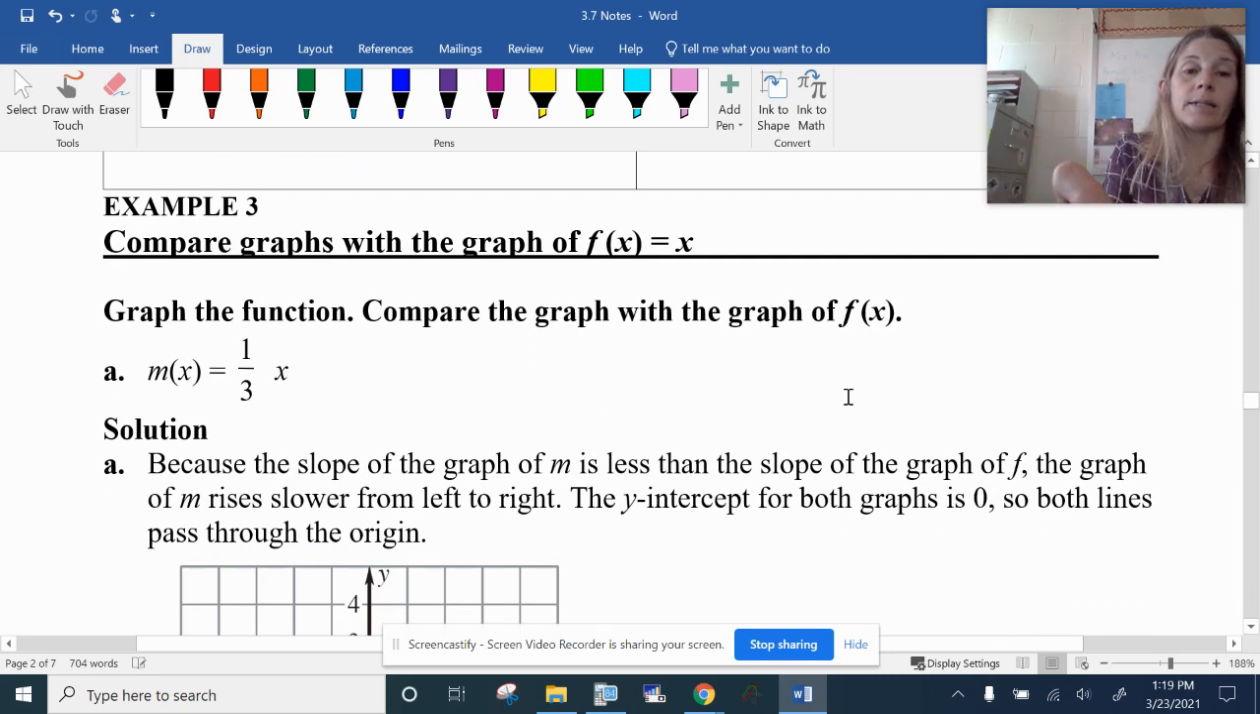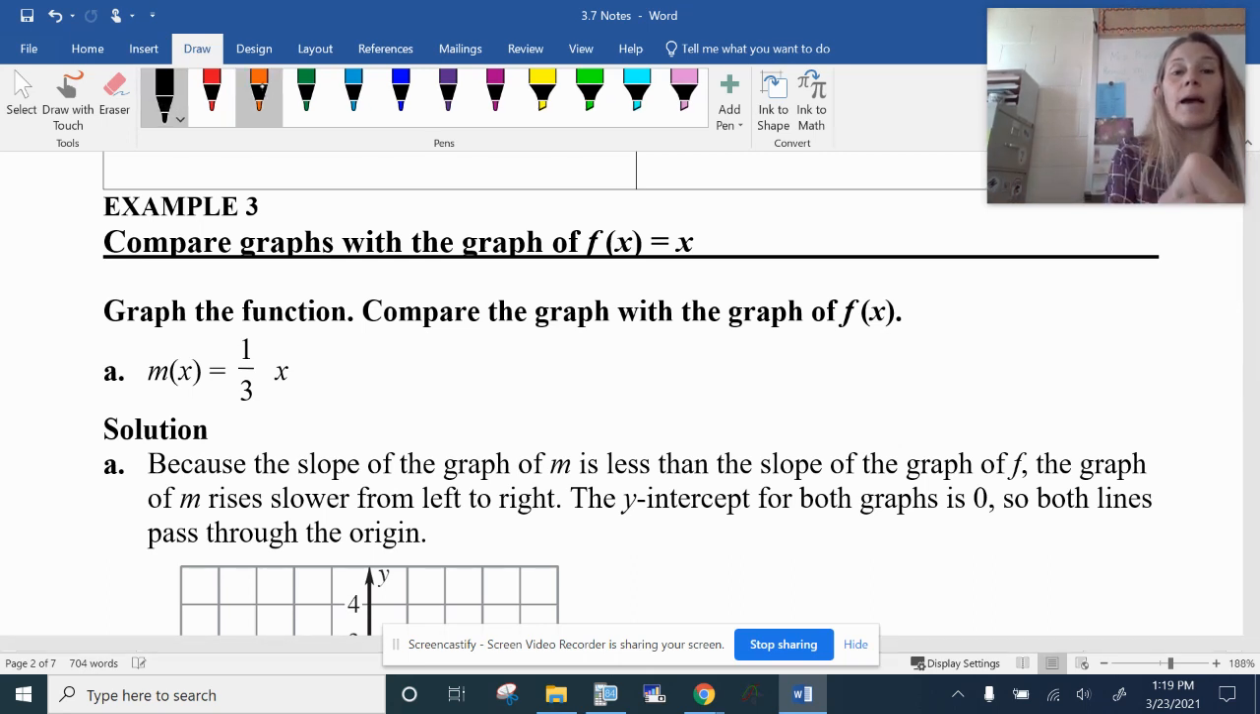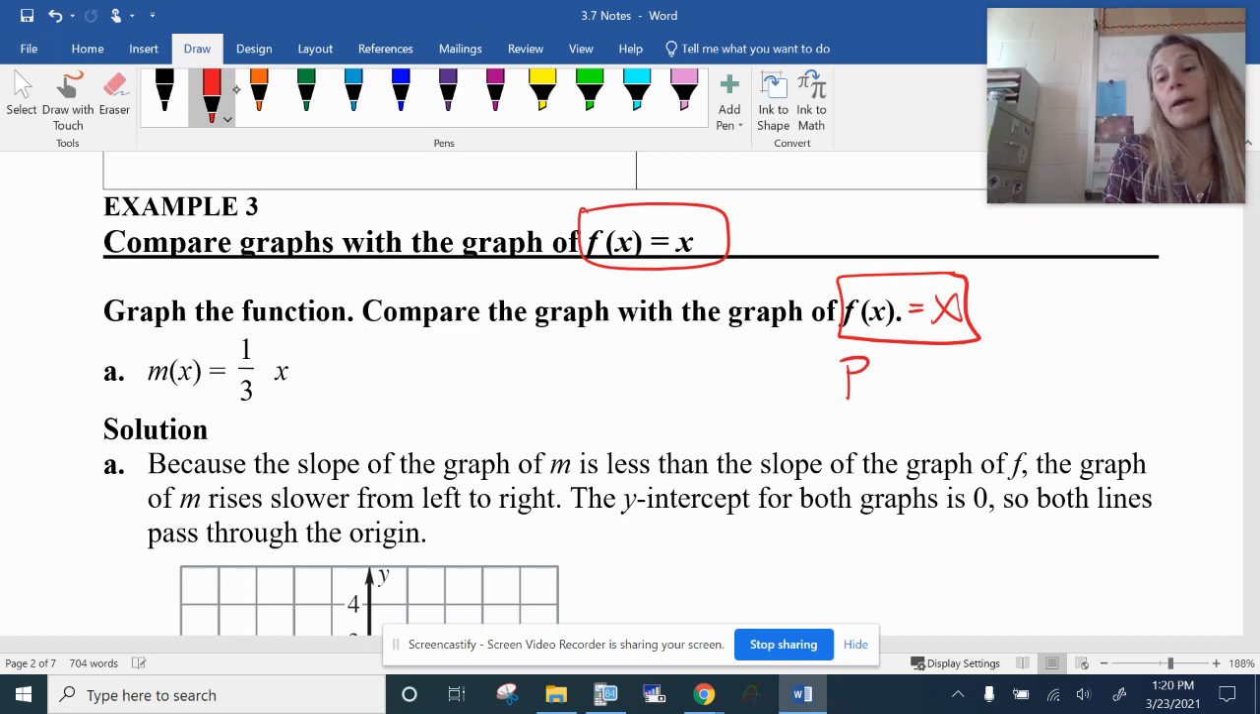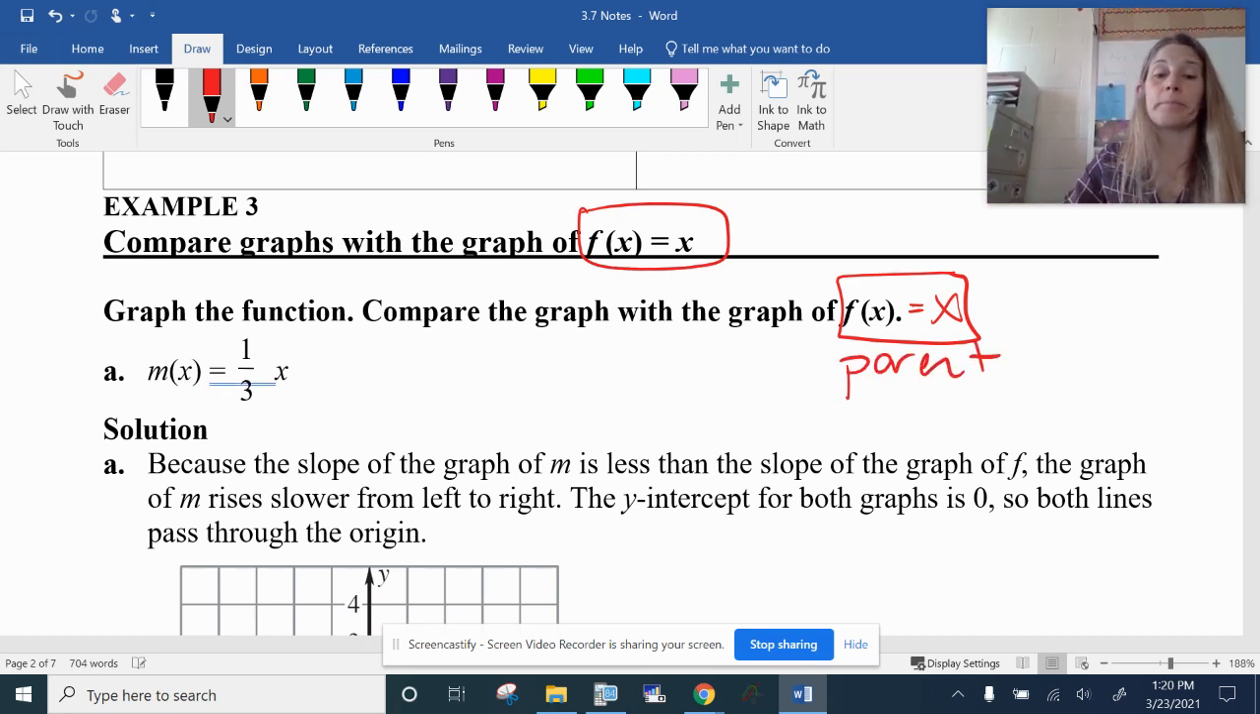All right, so for the next example, we're going to graph the function, and then we're going to compare it to the graph of f of x equals x. We're going to use this as our parent function. This will be our parent function, and then we'll look at it in relation to that.